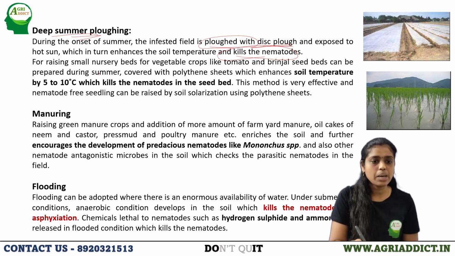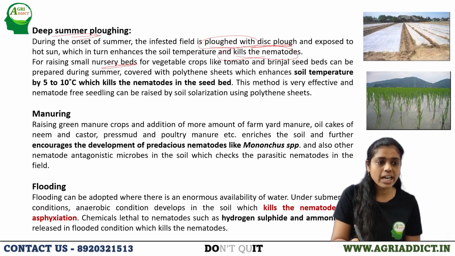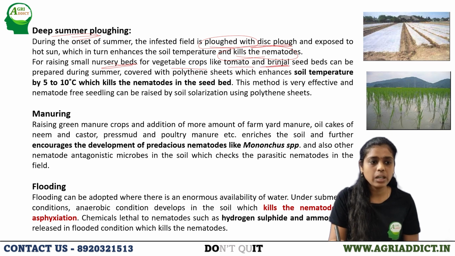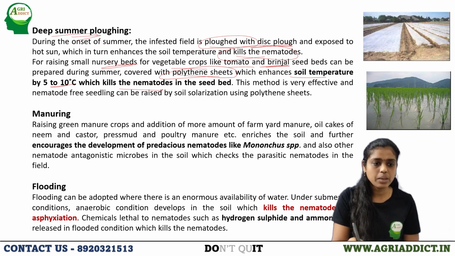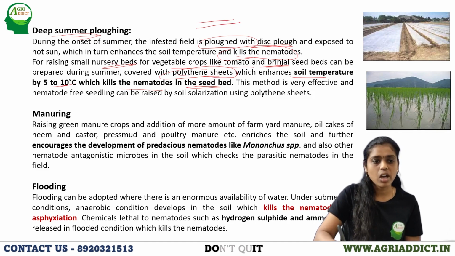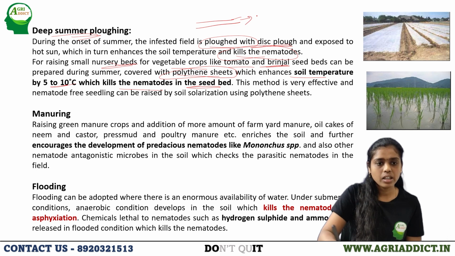And for example, there is again one method in nursery. We can go for raising of the beds of vegetable crops like tomato and brinjal. During the summer, it has to be covered with a polythene sheet, which enhances the soil temperature by 5 to 10 degrees Celsius, which can kill the nematodes in the seed bed. That means in nursery beds, we can cover the soil with plastic polythene, the transparent one.